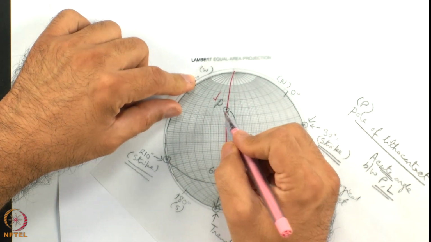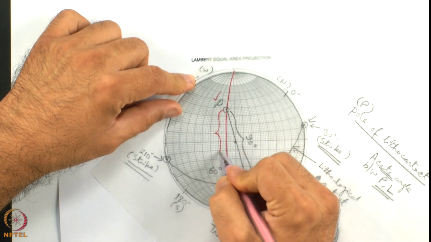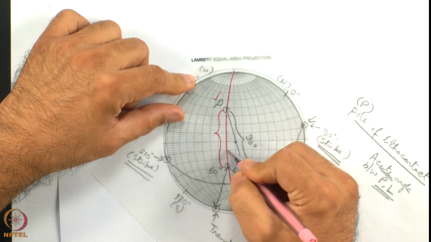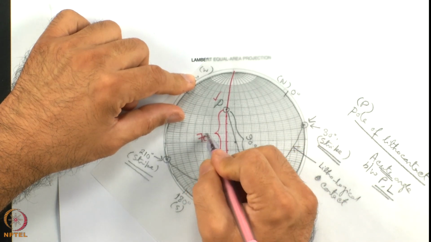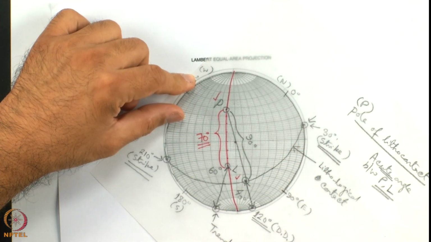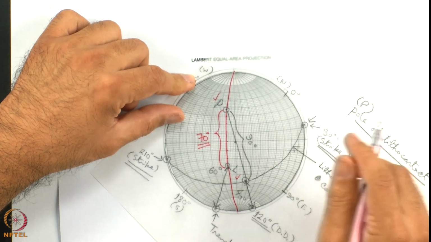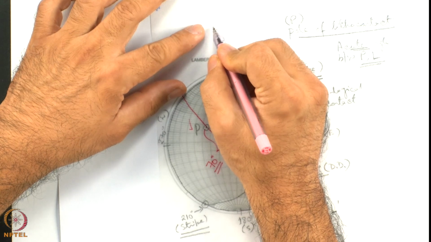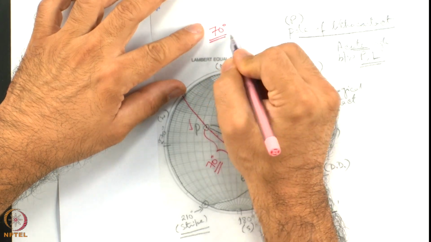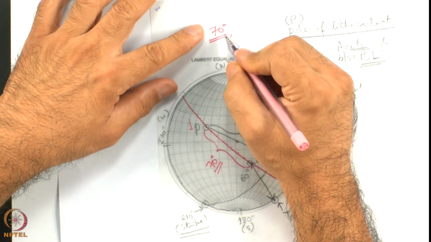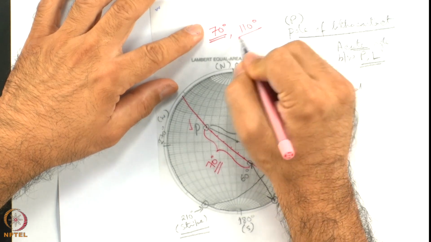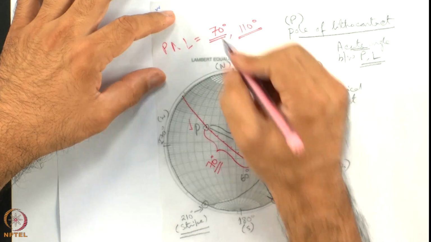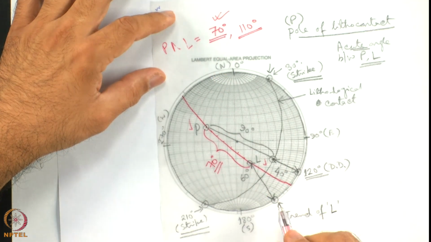To find out the angle, I have to measure this angle and check whether this is acute angle. Let us try 10, 20, 30, 40, 50, 60 and 70 degree, which is the acute angle. What is the other angle? The other angle will be, between two lines, if one of the angle is 70 degree, the other angle will be 180 degree minus 70 degree, which is 110 degree. So this is the angle between P and L. This is the acute angle that we were looking for.